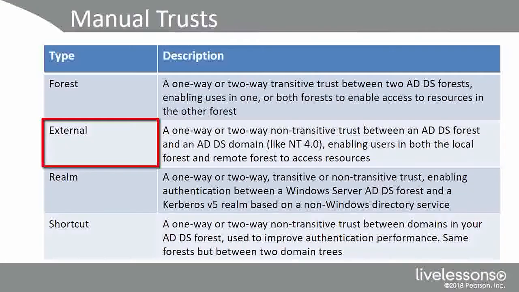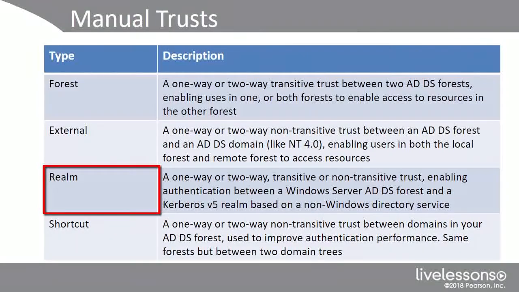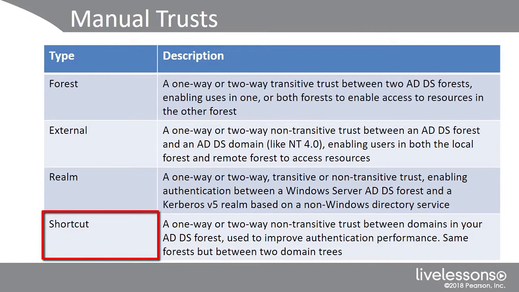Next is the external trust, again one-way or two-way, but these are non-transitive trusts between a forest and an older style domain like NT4.0. This also allows users in both the local forest and the remote forest to access those resources. We have a realm trust, which is a one-way or two-way, transitive or non-transitive trust, the most flexible of all 4, enabling authentication between your AD forest and a Kerberos v5 realm, which is based on a non-Windows directory service. And the last one is a shortcut trust. This is also a one-way or two-way non-transitive trust between domains. This is typically used to improve authentication performance, and is typically created in the same forest, but between 2 different domain trees.